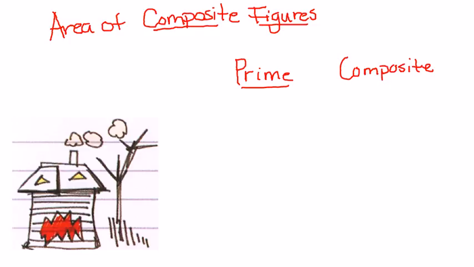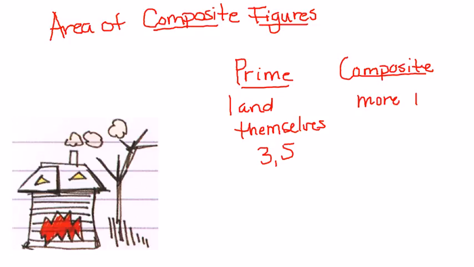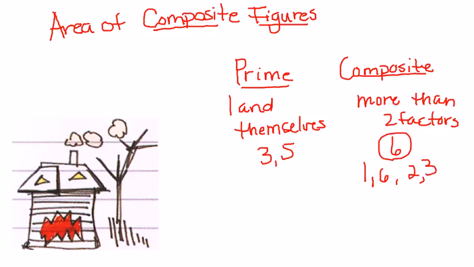Okay, our prime numbers were numbers that only had one and themselves, right? So just two factors. An example was like the number 3 or 5. A composite number has more than two factors. An example would be like 6. The number 6 has 1 and 6 and 2 and 3. So that's what makes 6 a composite number.